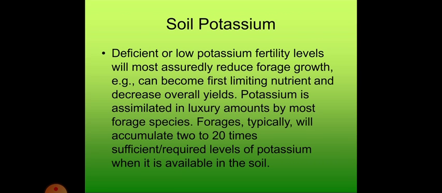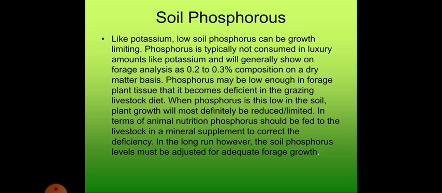Now comes soil potassium. Deficient or low potassium fertility levels will most assuredly reduce forage growth. For example, it can become the first limiting nutrient and decrease overall yields. Potassium is assimilated in luxury amounts by most forage species. Forages typically will accumulate 2 to 20 times the sufficient required levels of potassium when it is available in the soil.